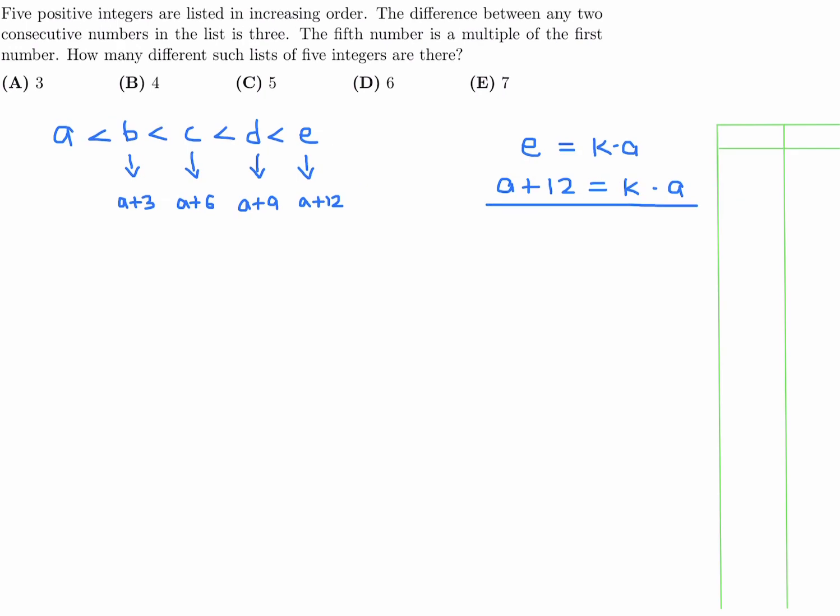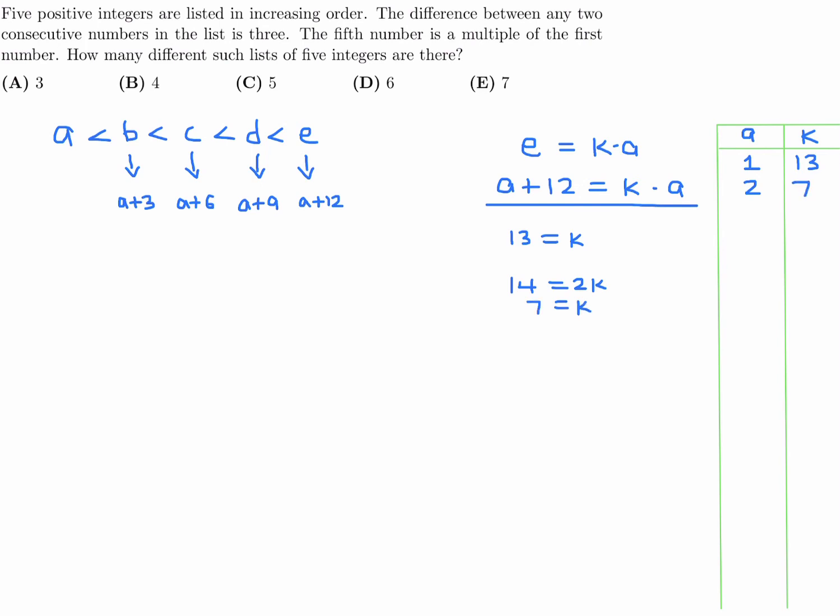Make a little table, A and K, and they're integers, so let's start with A equal to 1. If A equals 1, this becomes 13 is equal to K. There you go, I just got an integer solution for K and A. That's the first one. Let's try A equals 2. I'm always working with that equation, so it becomes 14 is equal to 2K, and therefore K is equal to 7.